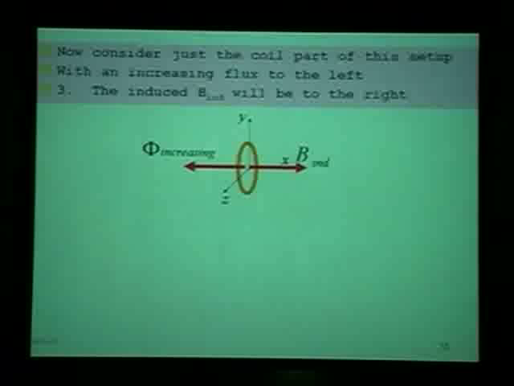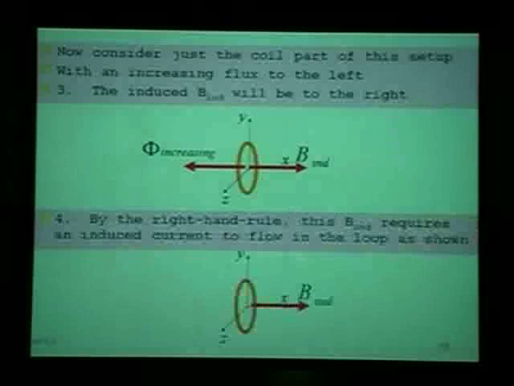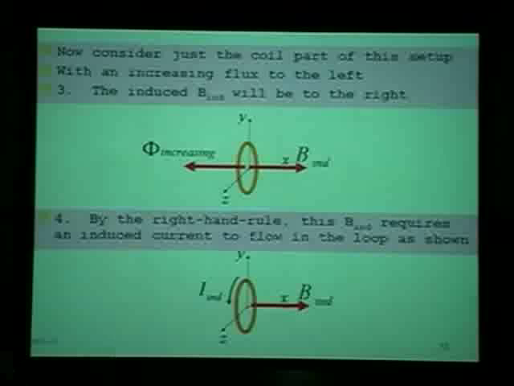To oppose the increase in flux that was right and left, that requires a current that's flowing. It's hard to see this three-dimensionally, but that's flowing out like this. That's what that's supposed to look like. Current, right hand.